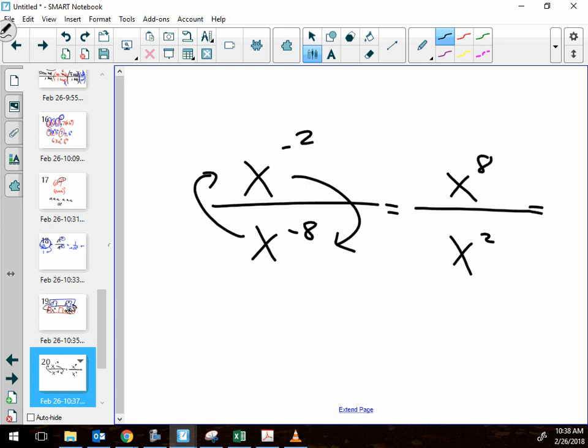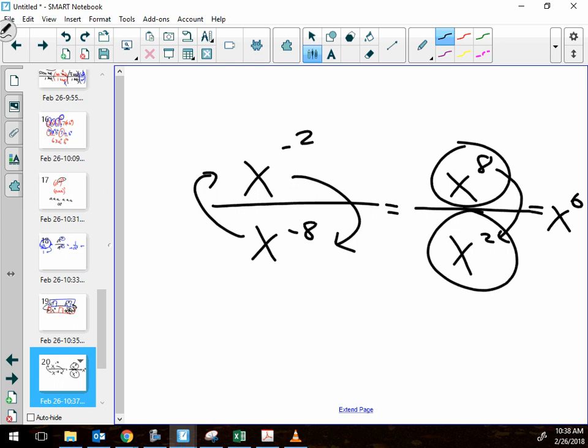Anyway, so x to the 8th over x to the second made what? X to the 6th. I'm not going to extend the analogy of people on the top floor canceling people on the bottom floor. That's a little too violent. So we're just going to say that 8 minus 2 makes 6.